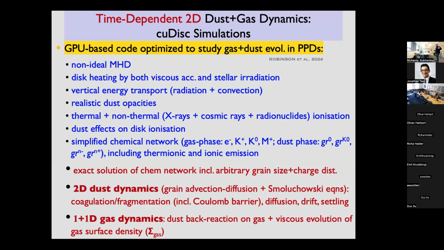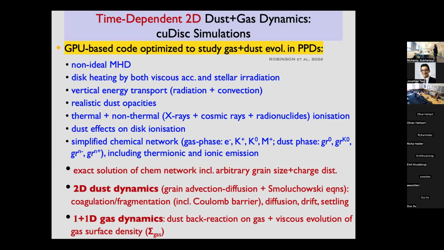So I'll just lead you through it. These are time-dependent 2D gas and dust dynamic calculations using something called QDisk. QDisk is a new GPU-based code optimized for gas and dust evolution in protoplanetary disks. This has been developed in-house at Imperial. Okay, and it includes all the earlier physics I had shown you, all of the stuff in blue, but the new stuff in it is that, well, the test point is an interesting point.